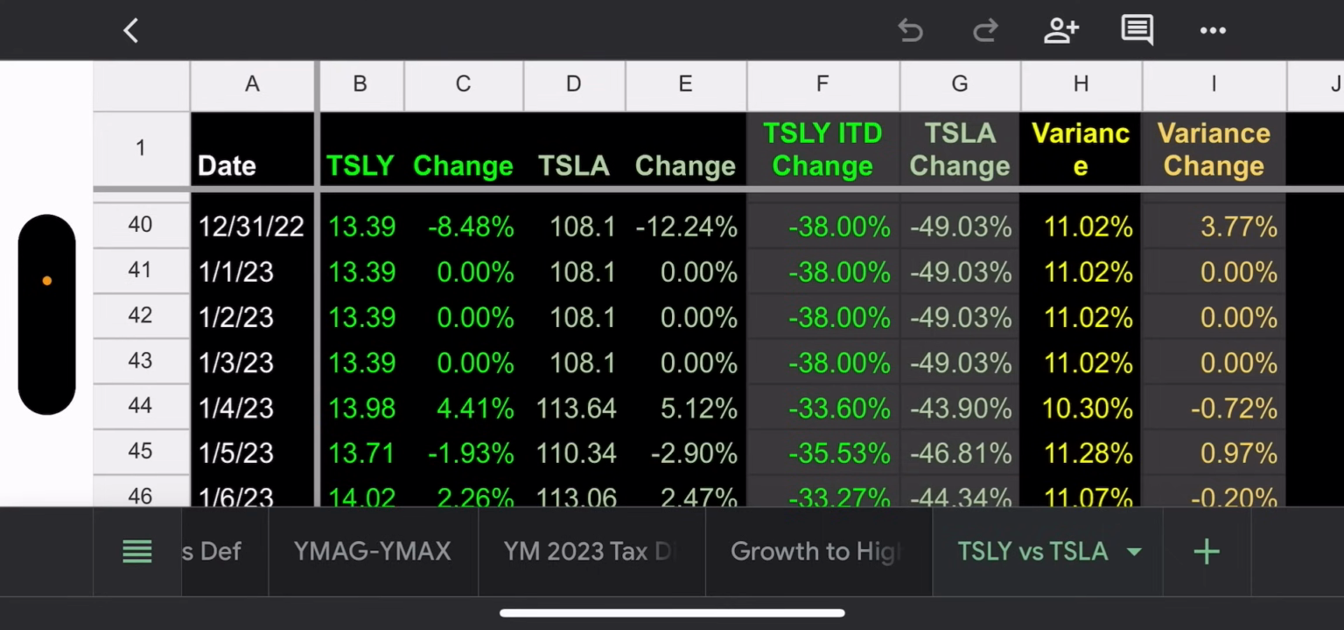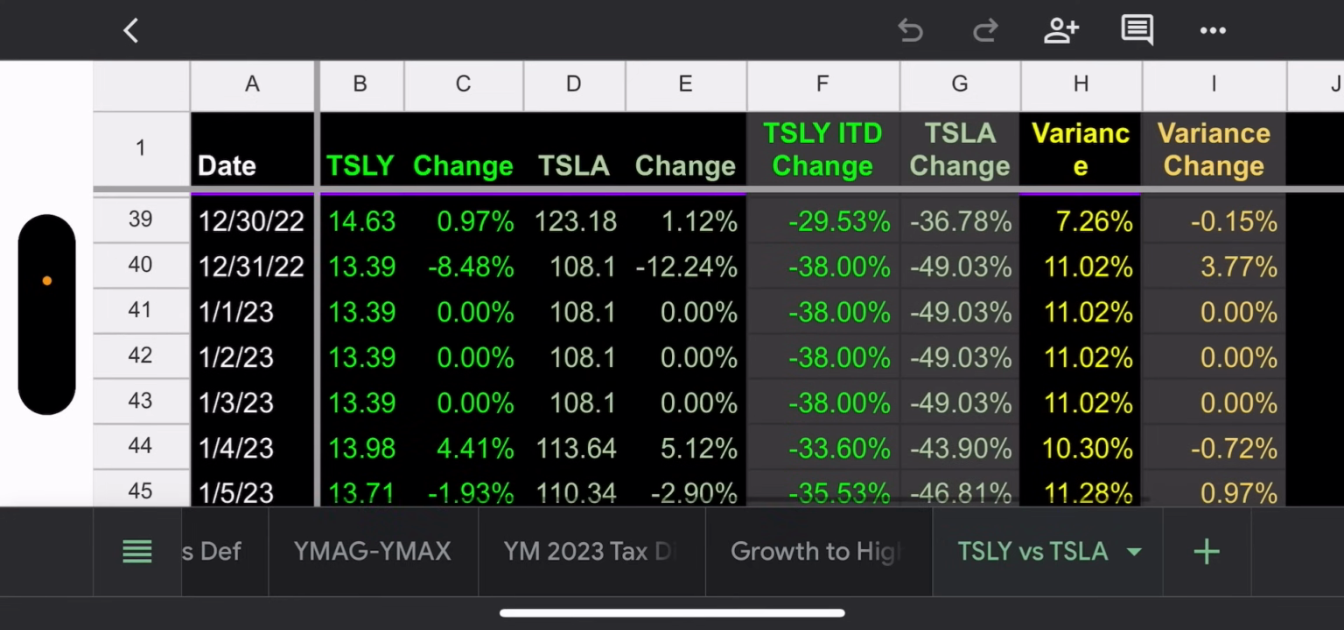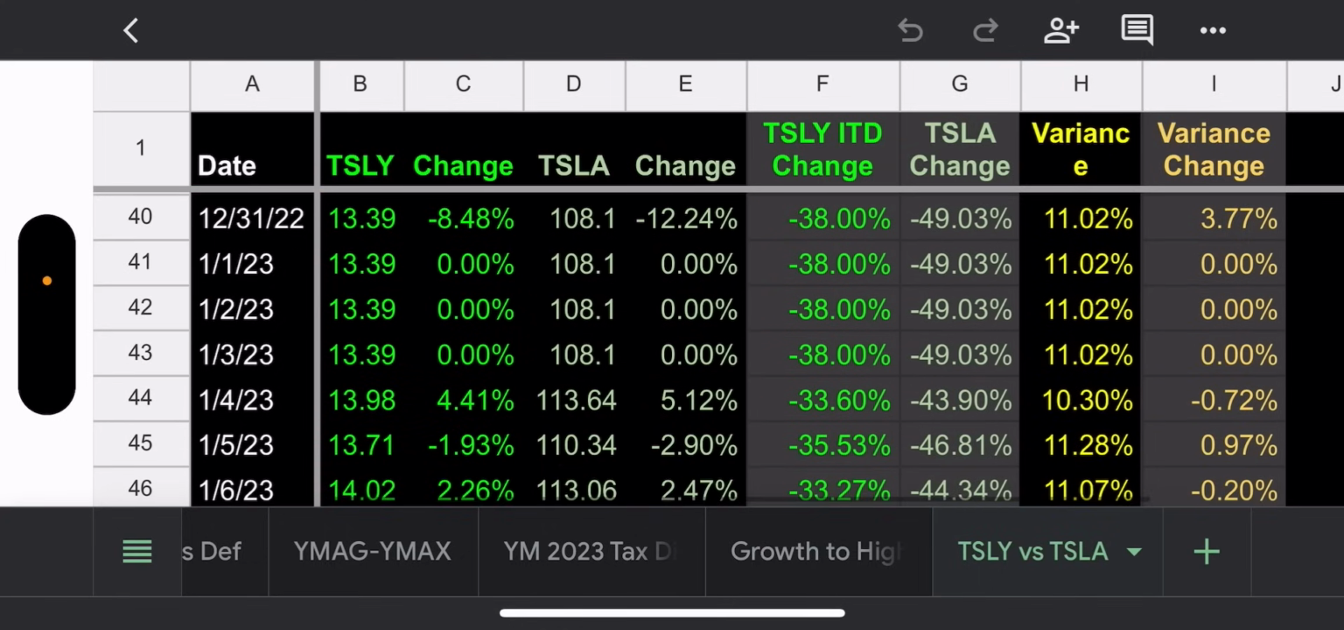So Tesley did better, mainly because when they sell calls on a weekly basis, that's a bearish play. So if Tesla goes down, it's in favor of those calls. So the value of those calls will be in the favor. It'll increase the NAV. So we have a 3.77% variance change.